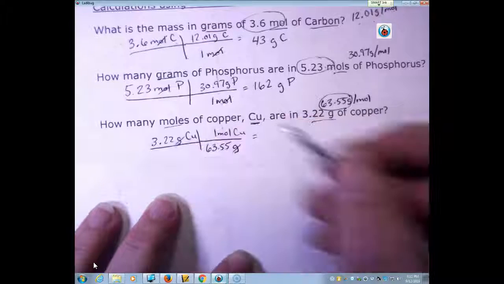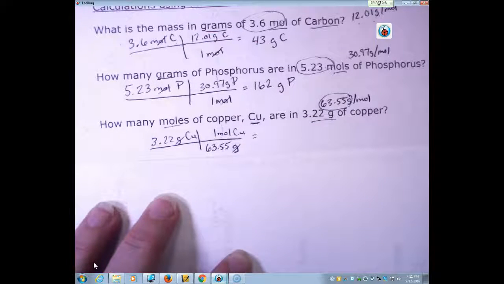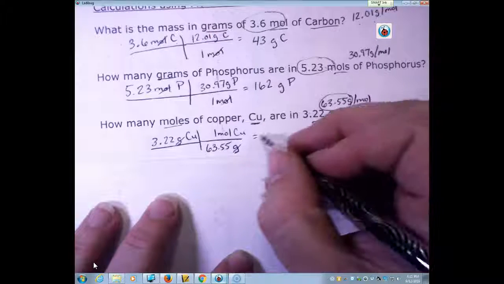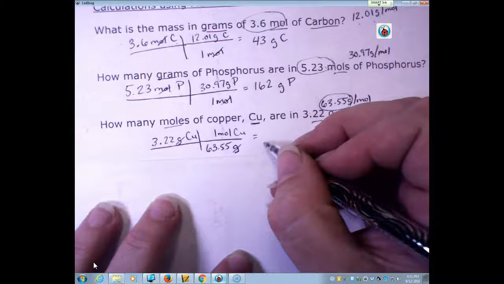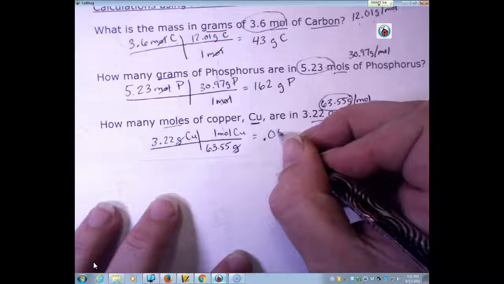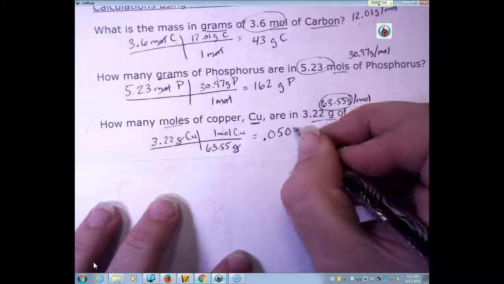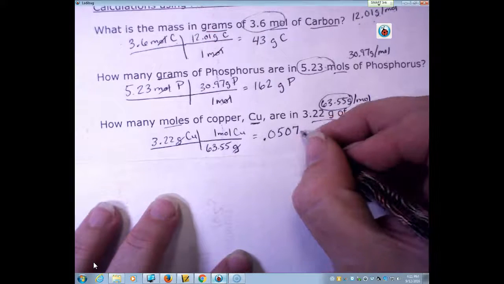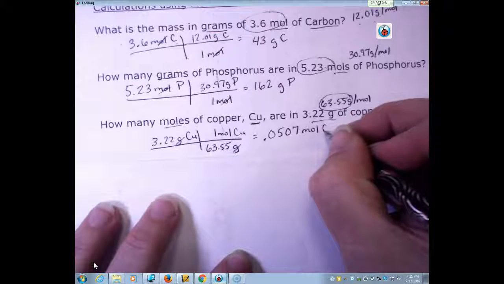Grams cancel. Everything on top is multiplied together, divided by everything on the bottom. We need to consider sig figs. The number given in the problem has 3 sig figs, so we need to have 3 sig figs in our answer. So leading zeros are not significant. And then you want to make sure you round properly. So now it's 3 sig figs, moles of copper.